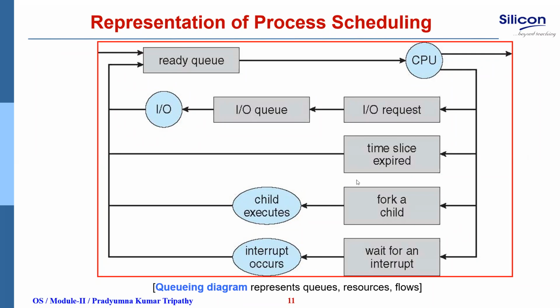Now look here. The process enters the ready queue. Try to understand: this is the line through which it is entered. Correct? Now from the ready queue, it will be given to the CPU for execution. Ready queue means the process is in the ready state. From this, it will be given to the CPU for execution.